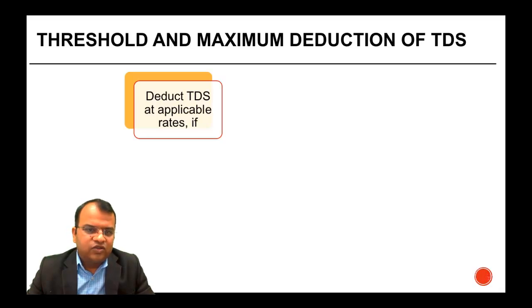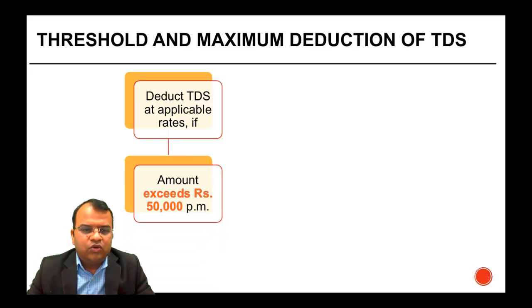Now the TDS has to be deducted at applicable rates, which is 5% or 20%, if the amount of rent exceeds rupees 50,000 per month. What this means is that if the rent is, let's say, 40,000 per month, then it is not covered under this particular section. If the rent is 50,000, even that is not covered under this section. But if it is 50,000 plus, even if by 1 rupee, then it is covered for the purpose of this section.